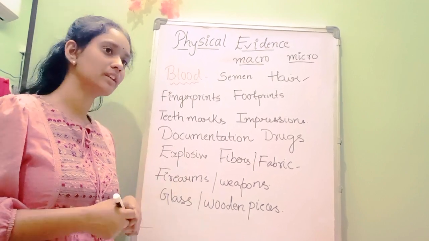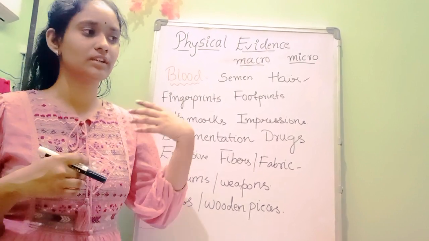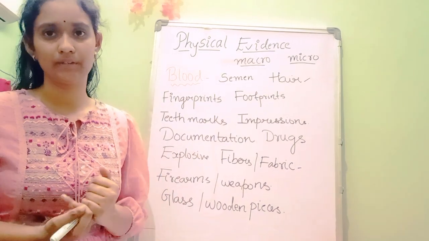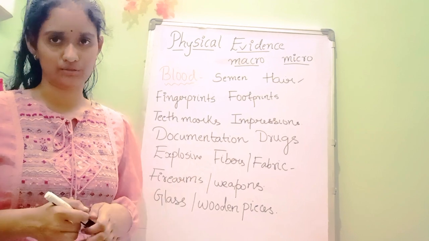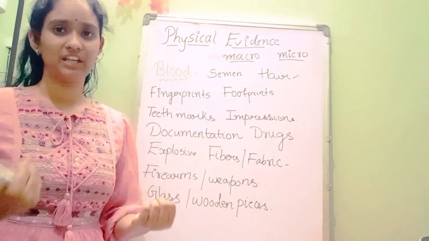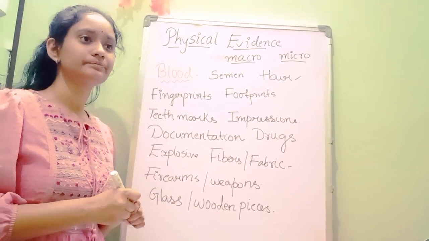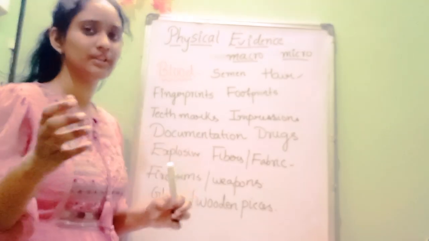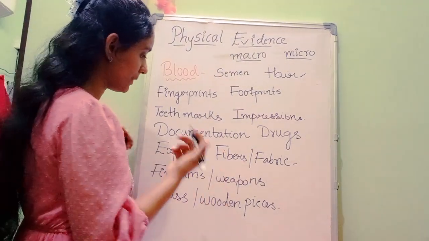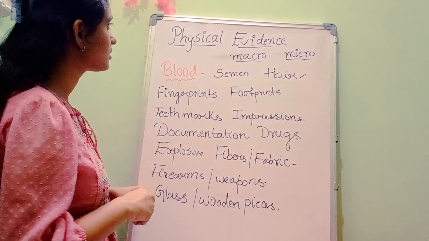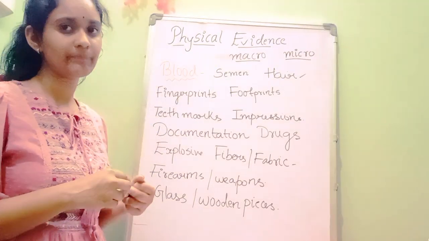By testing the hair, you can know whether a female or male has committed the crime. You can also know the age and other things. You can take a lot of information from the hair. The next one is the weapons, which I mentioned too. So these are the types of physical evidences, which you can say.